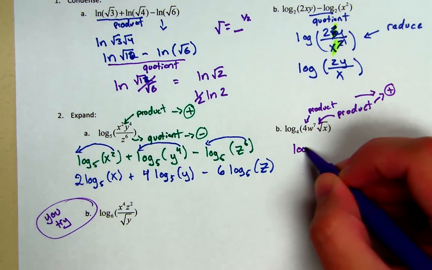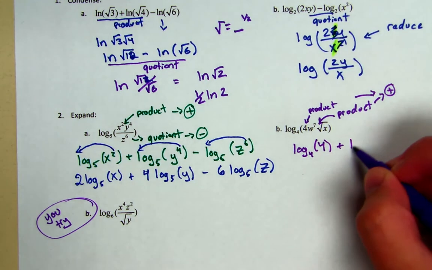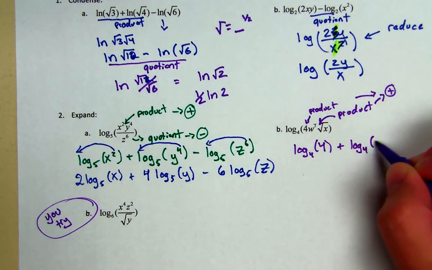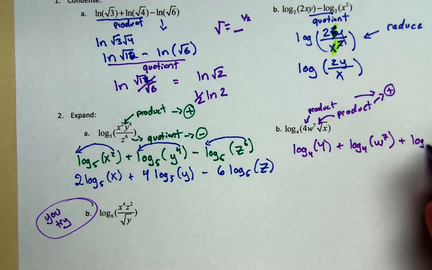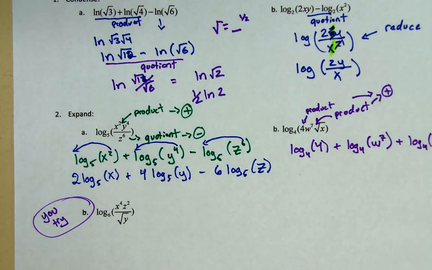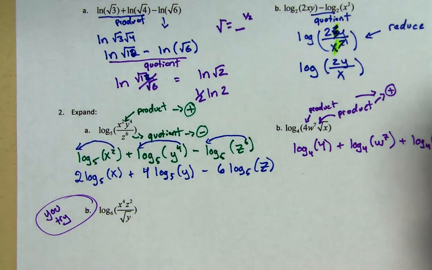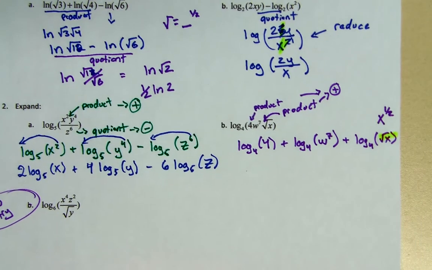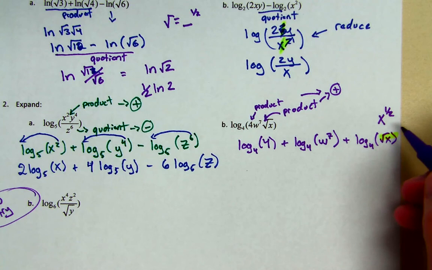So I have log base 4 of 4 plus log base 4 of w to the 7th plus log base 4 of the square root of x. Now remember that the square root of x here, that can also be written and should be changed to x to the 1/2 power. Oh, sorry, that was off the screen. So you can change that, and you should change it to x to the 1/2. So we see that power.